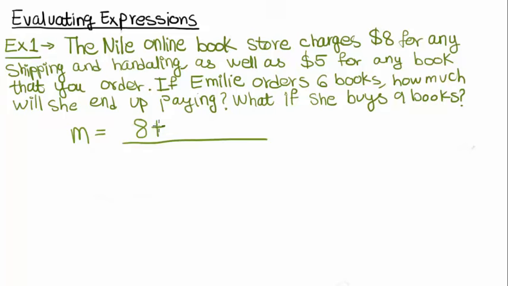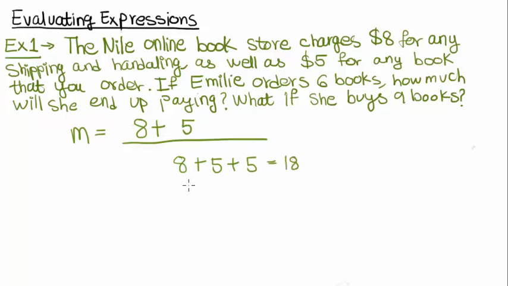Also, we know that the Nile online bookstore will charge us $5 for each book that Emily orders. So, if Emily ordered 2 books, she will end up paying $8 flat fee plus the $5 for the first book plus the $5 for the second book. And that will give me her total as $18.